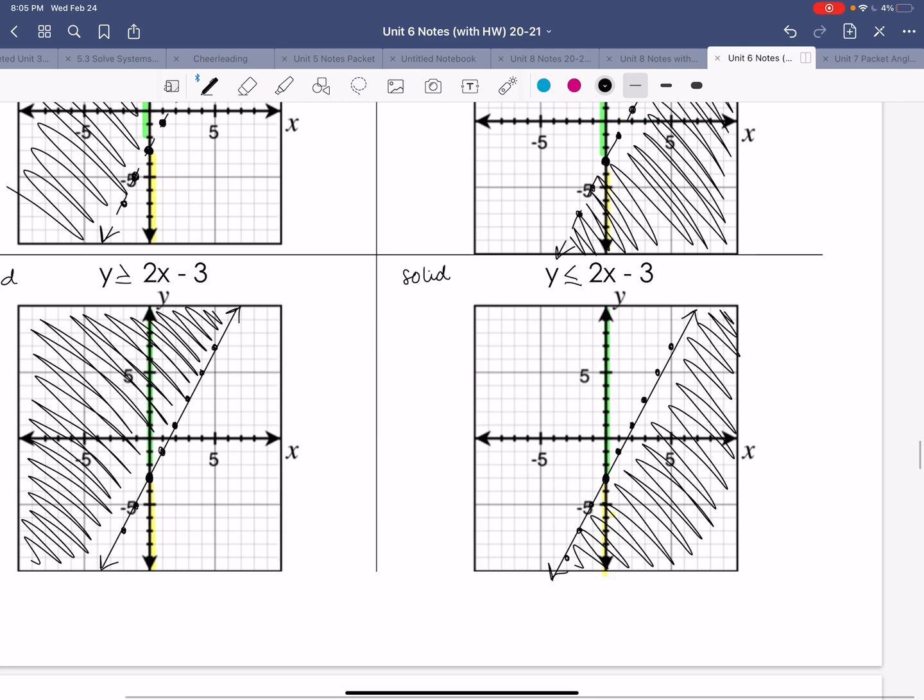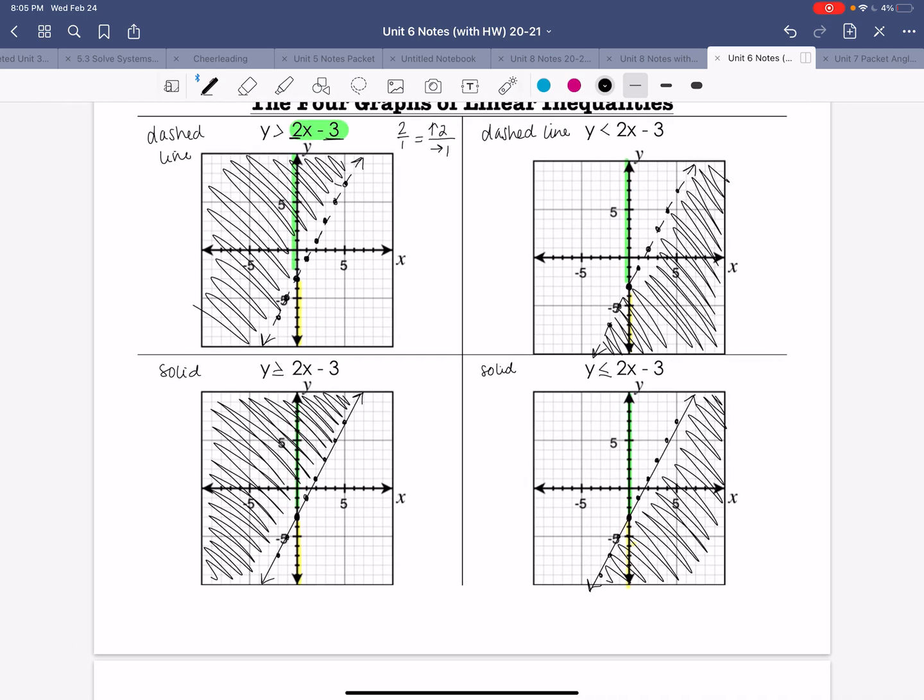Okay, so those are our 4 different types of graphs. You can see when we have greater than and less than, I have those dashed lines. Greater than or equal to, less than or equal to, I have solid lines. And then you can see the shading similarities when we have greater than or equal to, and less than or equal to. Okay, here I'm shading below, here I'm shading above. Okay, so use this as a reference for your line, whether it is dashed or solid, and where we are shading.